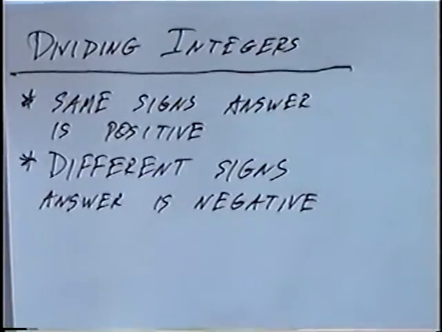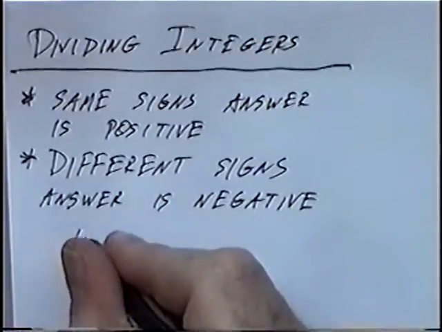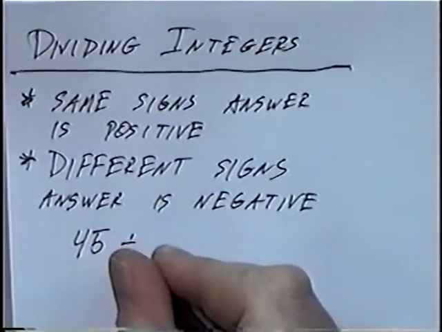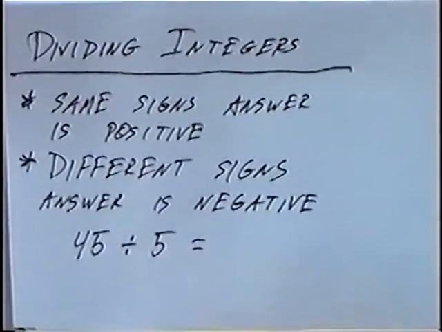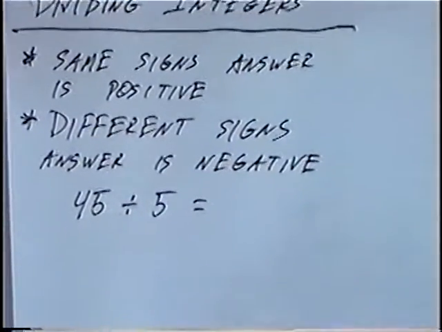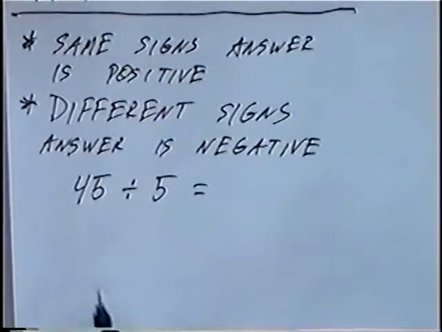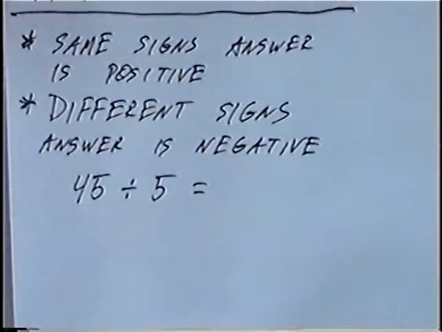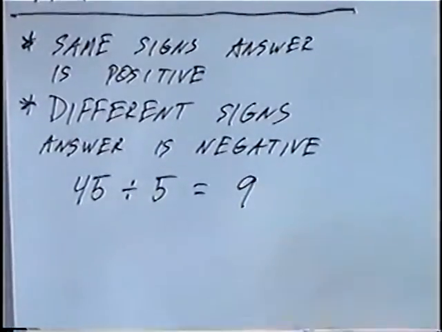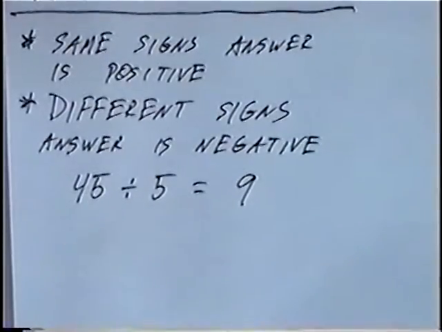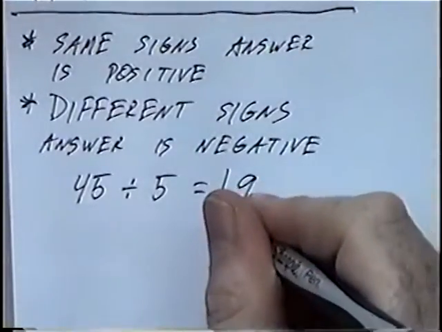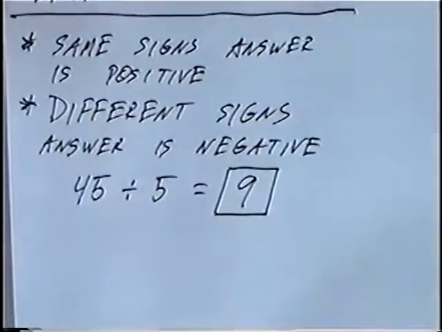First question for this section, 45 divided by 5. 45 divided by 5 would be 9. Both numbers are positive, so the same sign means the answer is positive, or positive 9.